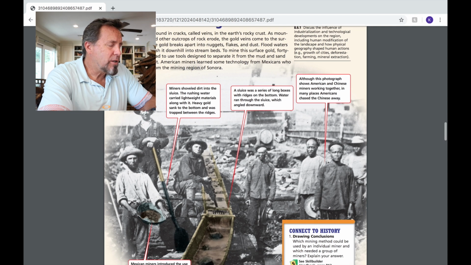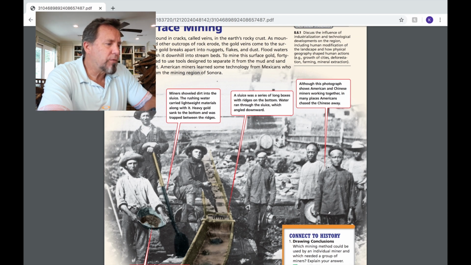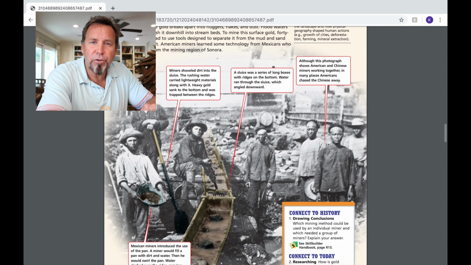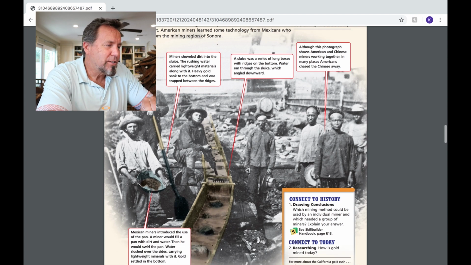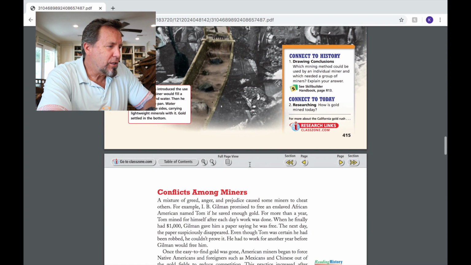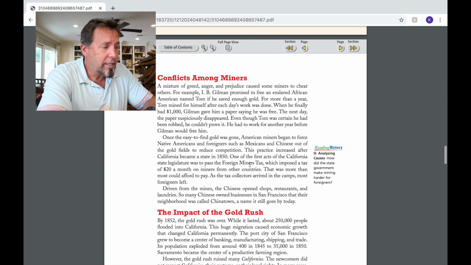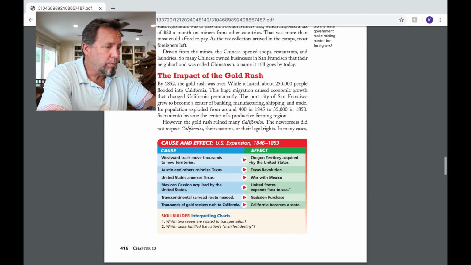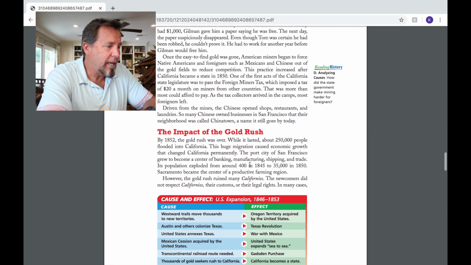Then on the next page, page 415, it talks about surface mining and what you had to do. A lot of kids have told me in the past that they've gone to Knott's Berry Farm when they were in 4th grade, and they did some panning for gold there. So that's part of the experience and knowing what it was like. Not a very easy way to get gold, but some were very successful at it.